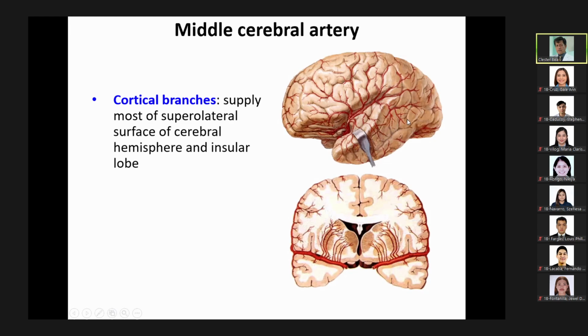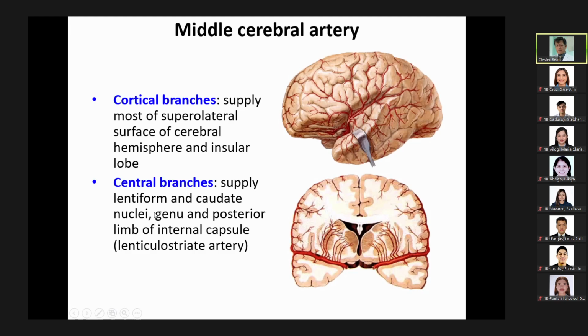What you see on the lateral side of the cerebral hemisphere is now the territory of the middle cerebral artery. So frontal, parietal, and even temporal lobe, except the inferior surface of the temporal lobe. Now, what about the central branches of the middle cerebral? It supplies the lentiform and caudate nucleus, the genu, and the posterior limb of the internal capsule.